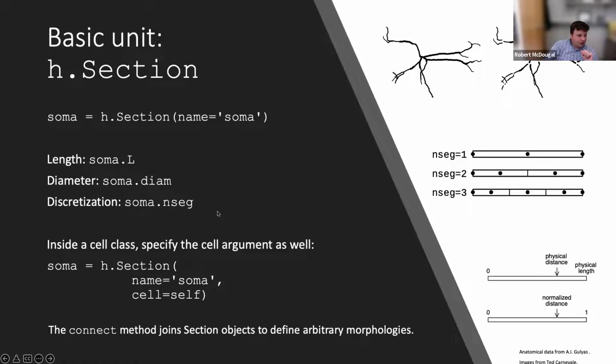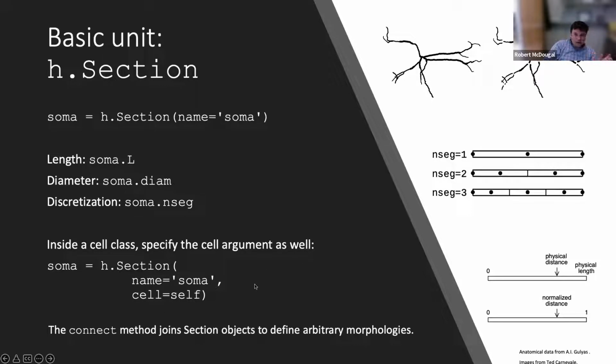And a section also has discretization, so I've chopped it into a number of pieces. For various reasons, it's always good to chop it into an odd number of pieces. So I might say dend.nseg is 3 or dend.nseg is 5. Or if I want to do this right, there's what's known as the d lambda rule that you can look up, which provides a principled way for decomposing a section into numerical pieces.